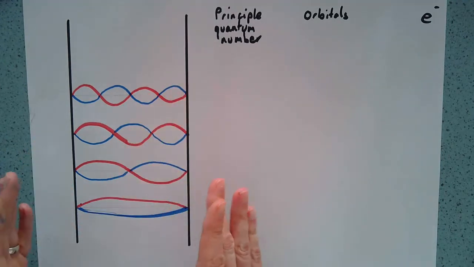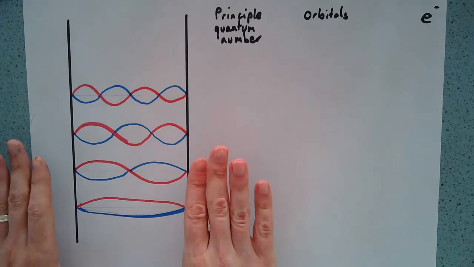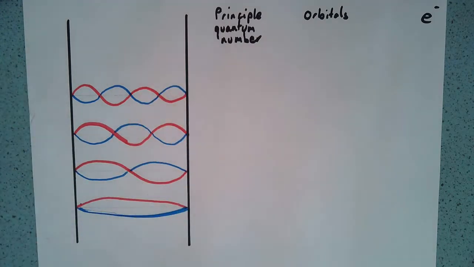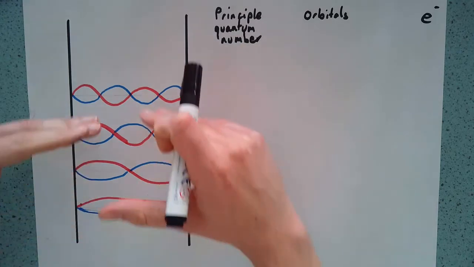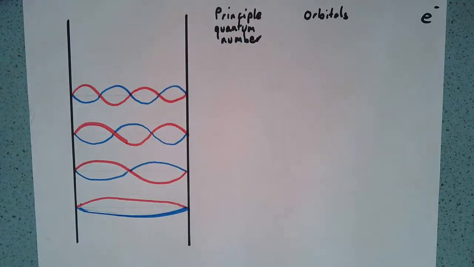Now we can use the Schrödinger equation to predict these patterns, and the number that's assigned to each of these places that we could fit a wave is called the principal quantum number.